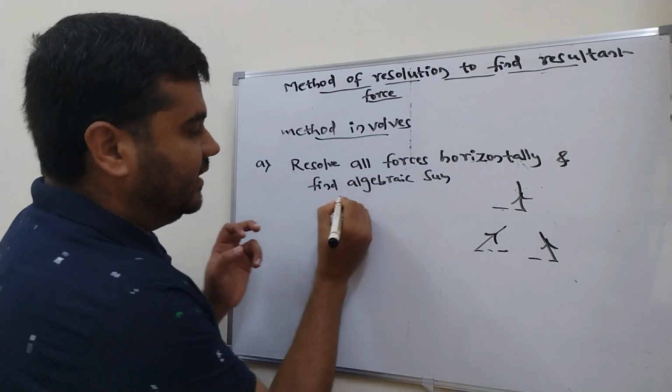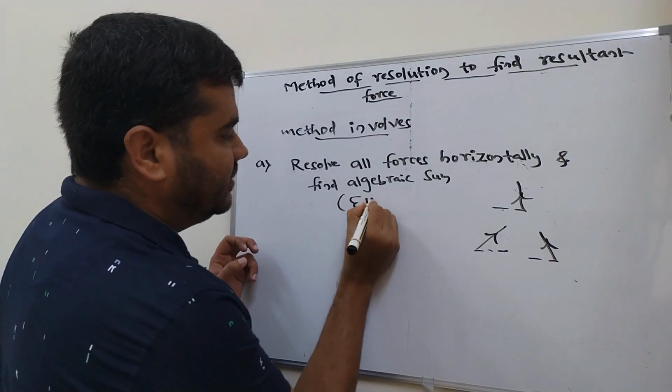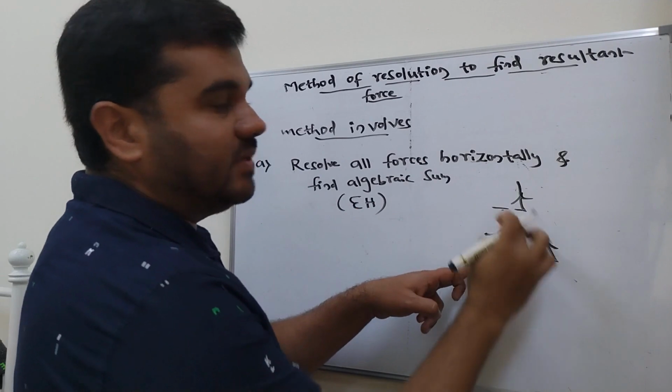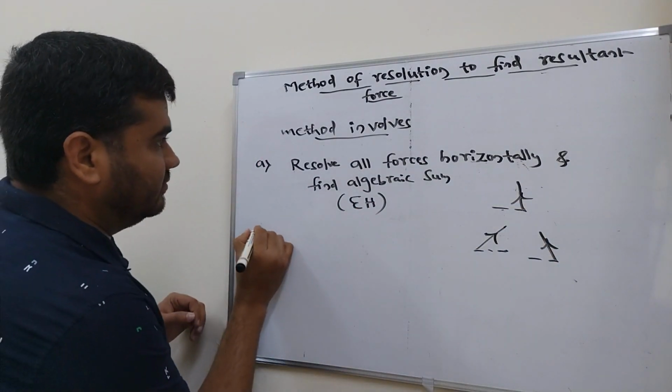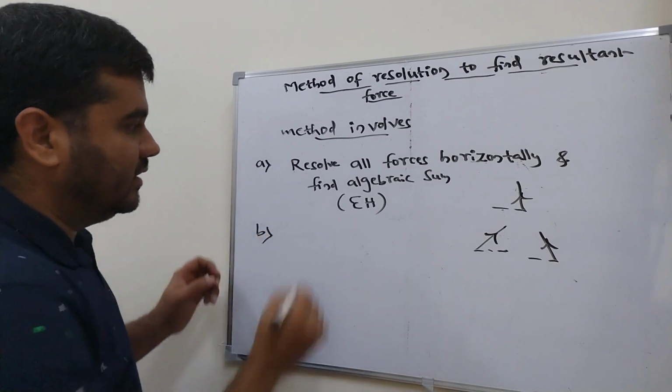Total, how much is there? That is the summation of H. This plus this plus this, how much is there? That is the algebraic sum.